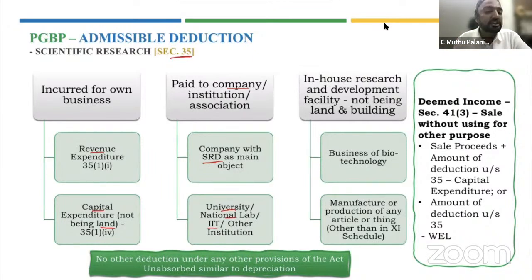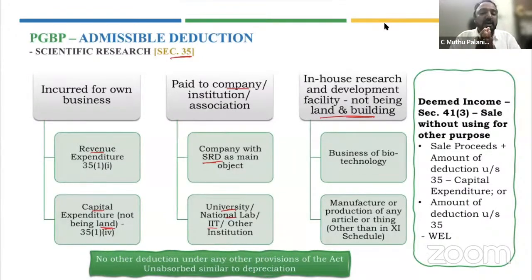The third category is in-house research and development. Here it is land and building. What did we say for own business? Land alone. But now we are saying land and building. So in case of in-house research and development, both land and building expenditures are not allowed. But what are the conditions here?